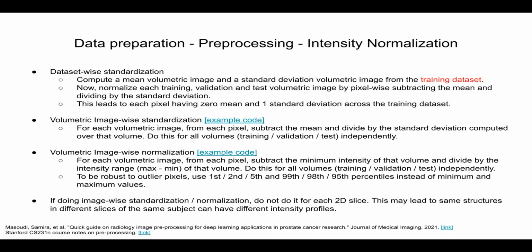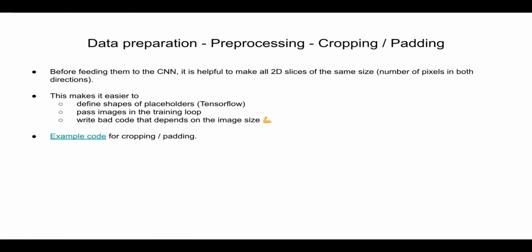If you're doing image-wise standardization or normalization, do not do it for each 2D slice, because you don't want, for example, the same structure in different slices of the same subject to have different intensity values. And then finally, you want to make all these 2D slices the same size in terms of the number of pixels, and you should do it after you have done the rescaling. This just makes the IO easier in the training loop and so on.